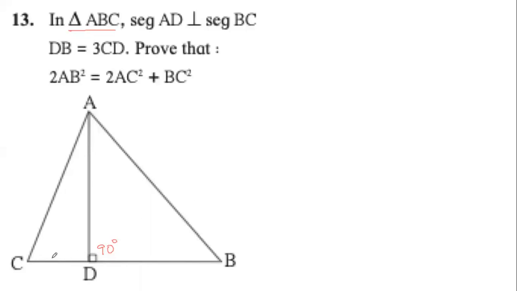So if I show CD with 1 line, I can show BD with 3 lines. This is another way of showing that BD is 3 times of CD. And we have to prove that 2AB square equals 2AC square plus BC square.